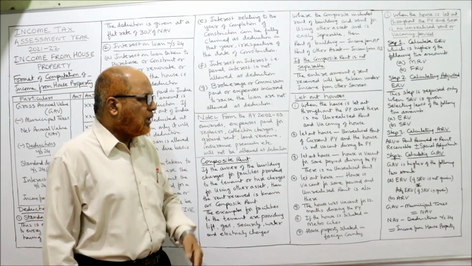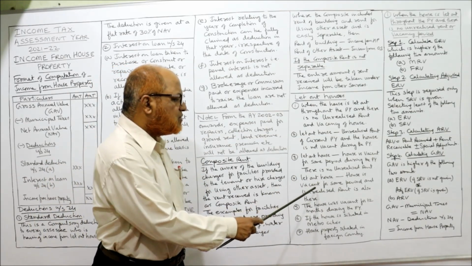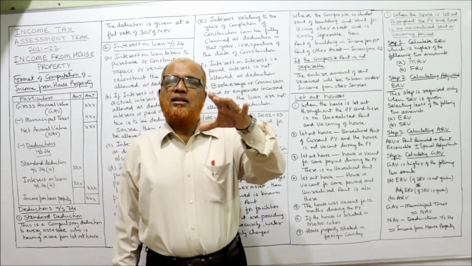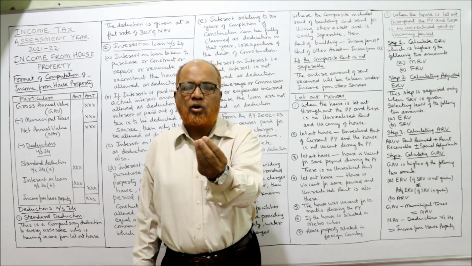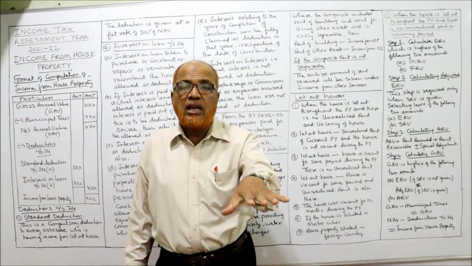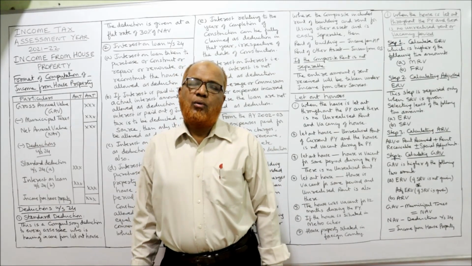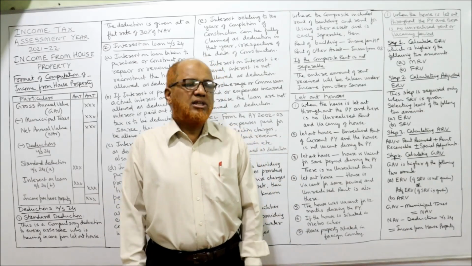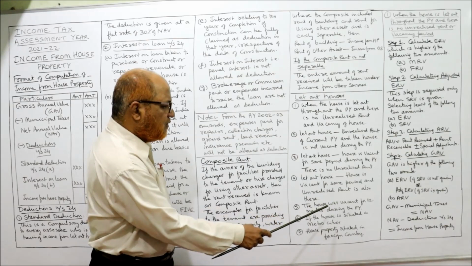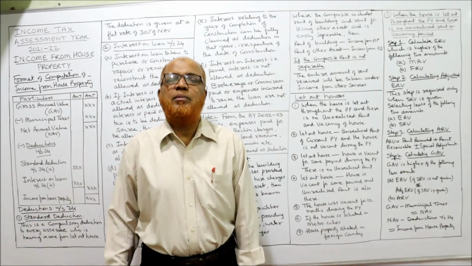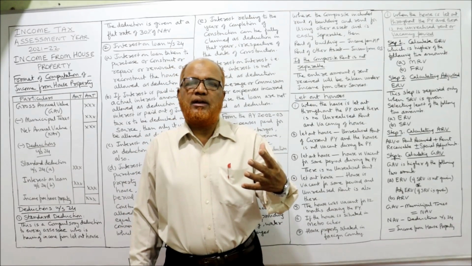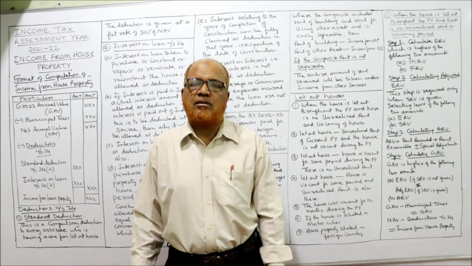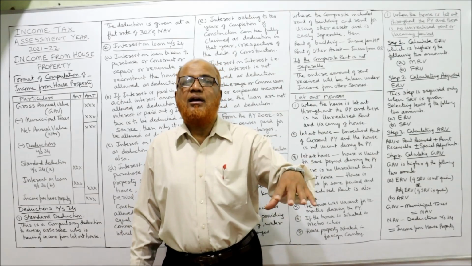Fourth case, let out house is vacant for some period and unrealized rent is also there. During the previous year, the house is vacant for some period, 1 or 2 months, and also there is unrealized rent. Both vacancy period and unrealized rent are there during the previous year. These are 4 cases. Fifth case, the house was vacant for 12 months during the previous year. That means the assessee's house property, the owner's house property, was vacant throughout the 12 months of the previous year. No occupant. How to calculate income from house property?